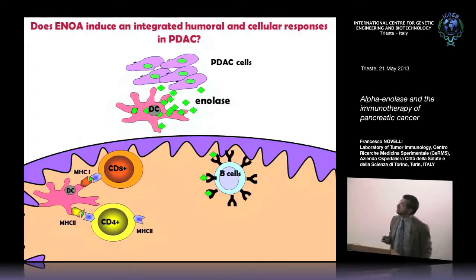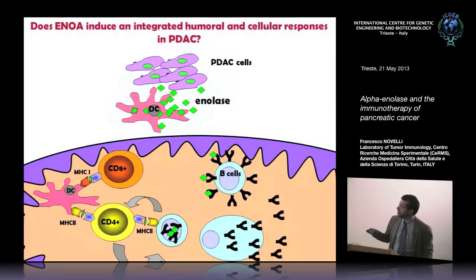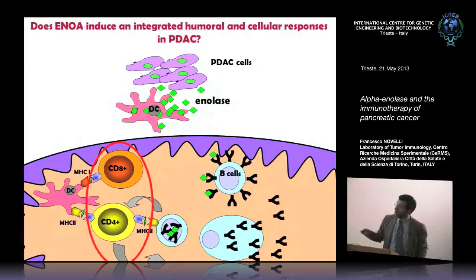Another interesting point about alpha-enolase is that it is able to induce antibody against it, because B cells can capture enolase, internalize this antigen and display the peptide to CD4 and CD8 cells. So B cells can differentiate into plasma cells and produce a circulating antibody, but in parallel there was a coordinated activation of CD8 and CD4. So we looked at the possibility that alpha-enolase can induce an efficient CD8 and CD4 response that leads to the elimination of the tumor.